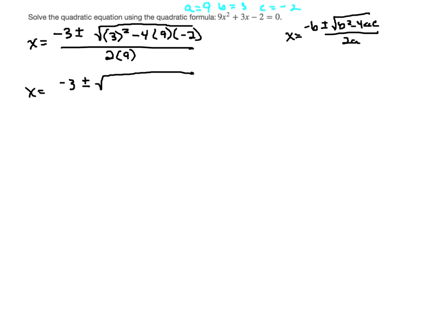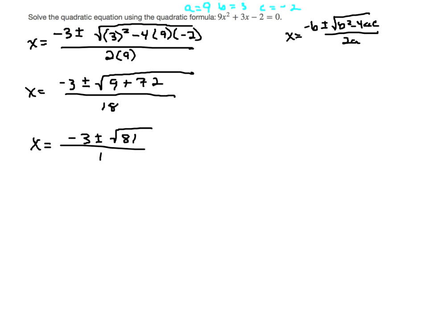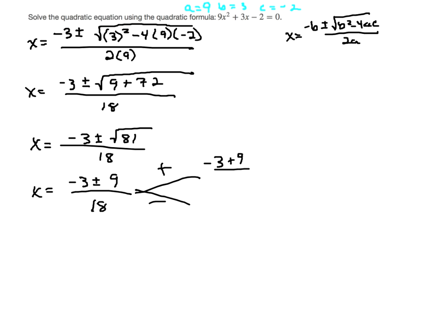-3 plus or minus the square root of 9 plus, let's see, 36 times 2 is 72, over 18. X is equal to -3 plus or minus the square root of 81 over 18. The square root of 81 is 9, over 18. So we can figure out our two answers here. We've got a plus and a minus. We have -3 plus 9 over 18 and -3 minus 9 over 18.